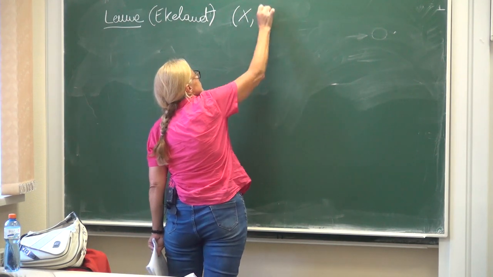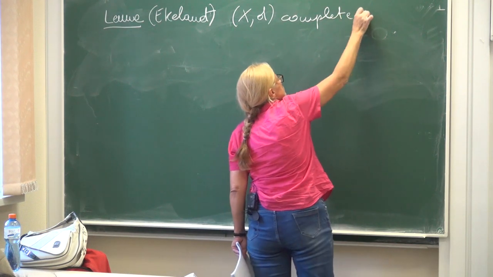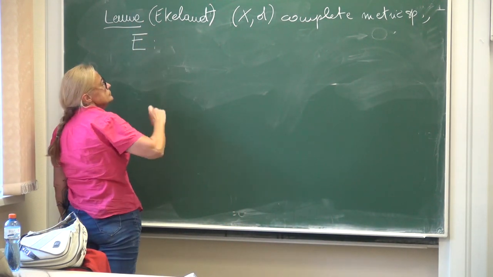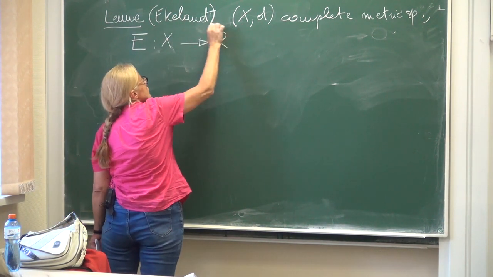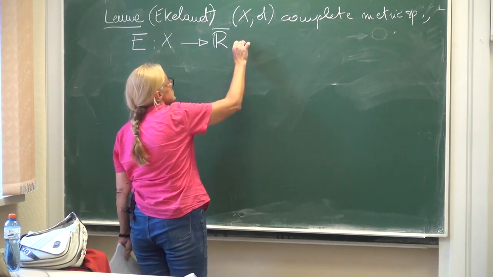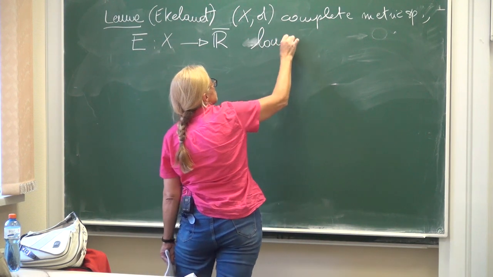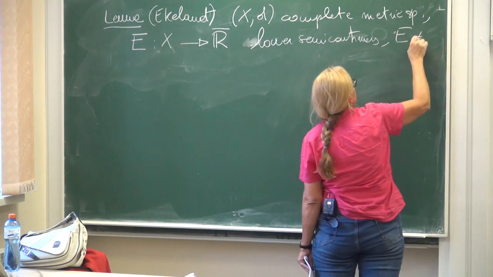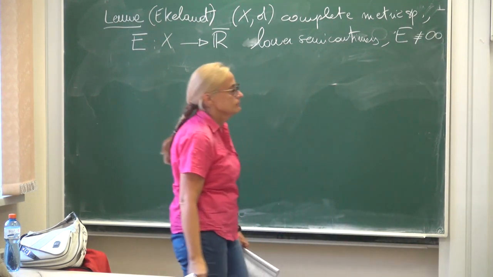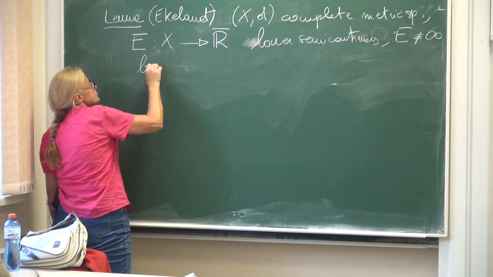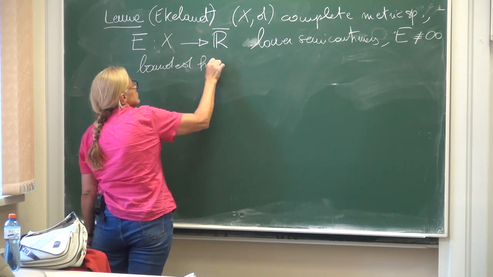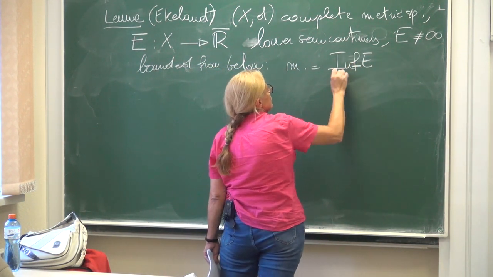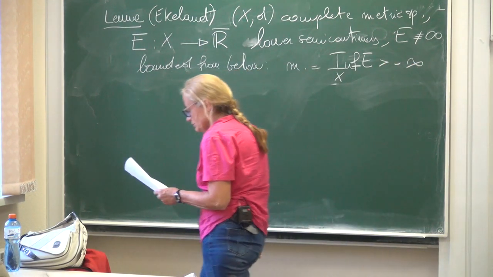X is a complete metric space. E from X to the extended real line is lower semi-continuous and proper, that is, not identically equal to plus infinity, and it is bounded from below. That is, the infimum of the functional E on X is greater than minus infinity.